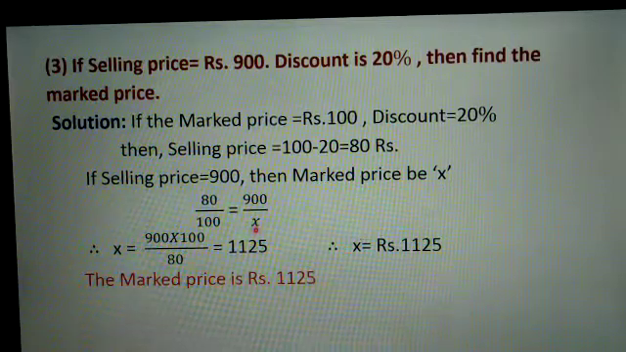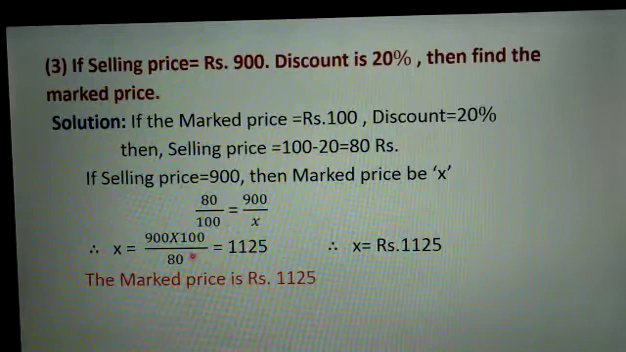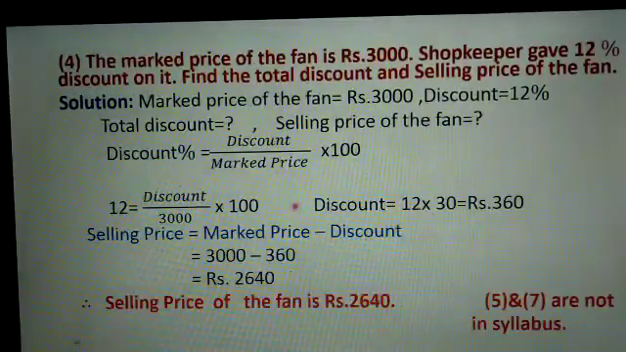So how to calculate X now? X is equal to cross multiplication here, 100 into 900, that is 900 into 100 upon 80. So after cancellation we will get 1125. So what is X? X is 1125 and X we have supposed here as mark price. So what is the mark price? The mark price is rupees 1125. So here we have finished the third sum.